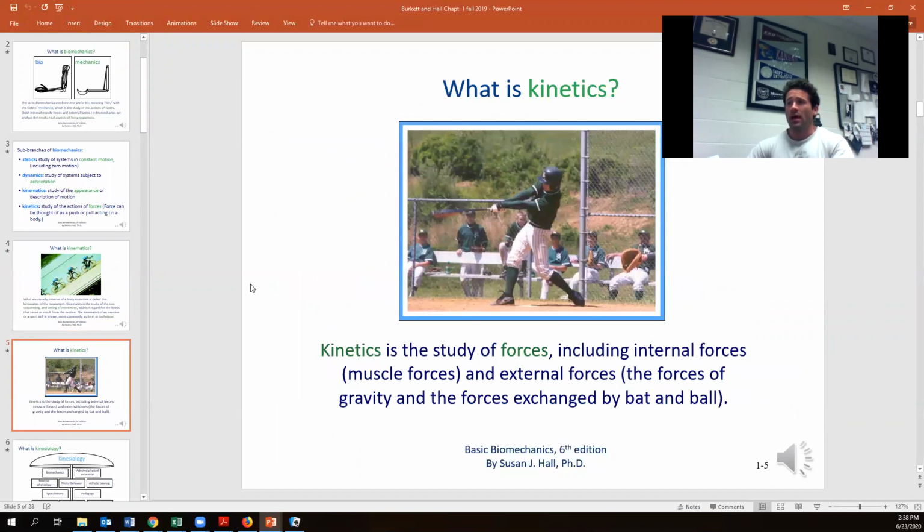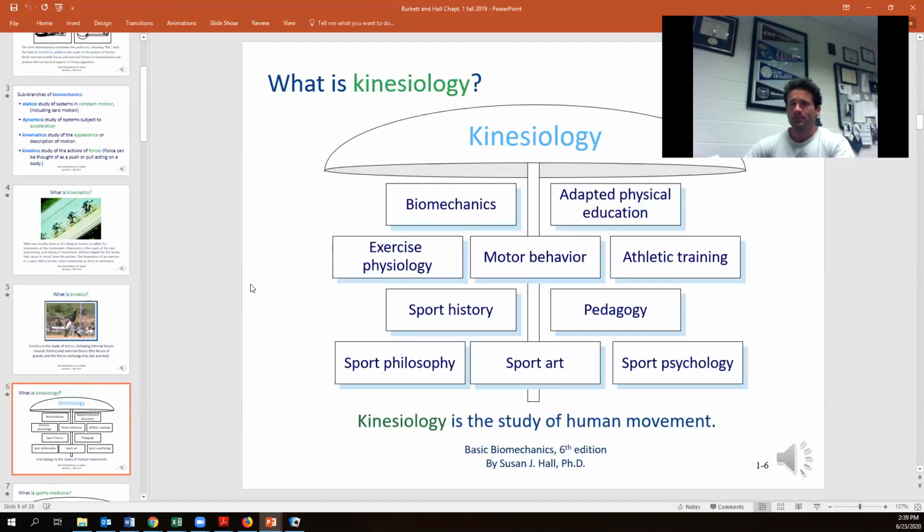Kinetics is going to be looking at those forces, both internal and external. So when an athlete is swinging a baseball bat, yes, they have to produce force to move the bat, but they have to produce force to move their arms, to move their shoulders, to move their hips, to move their entire body. And each of those segments of the body are going to require force to move them, to accelerate them, to get them to the velocity we're needing.